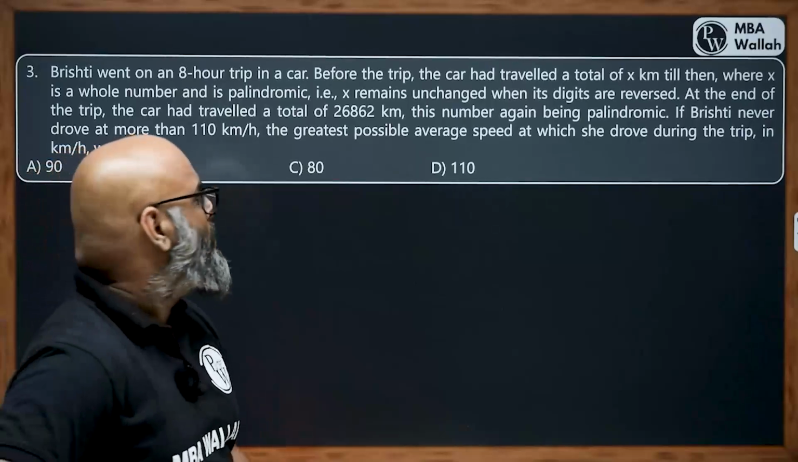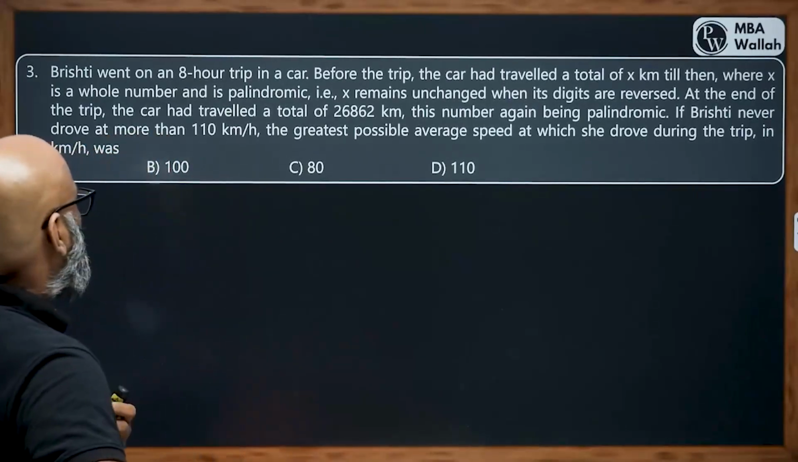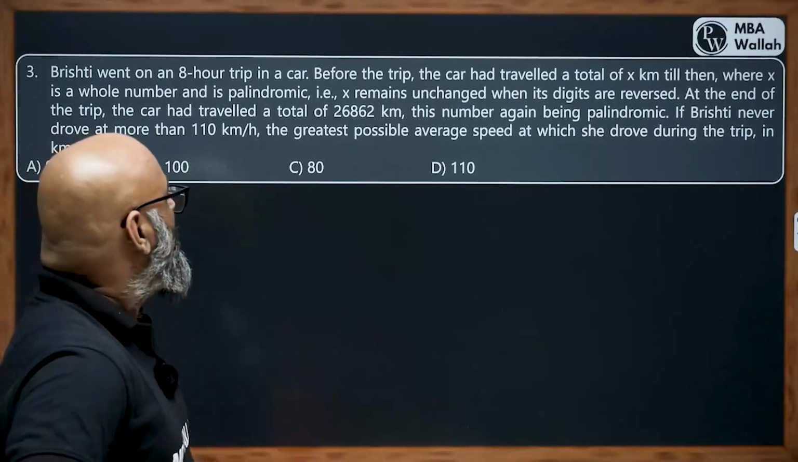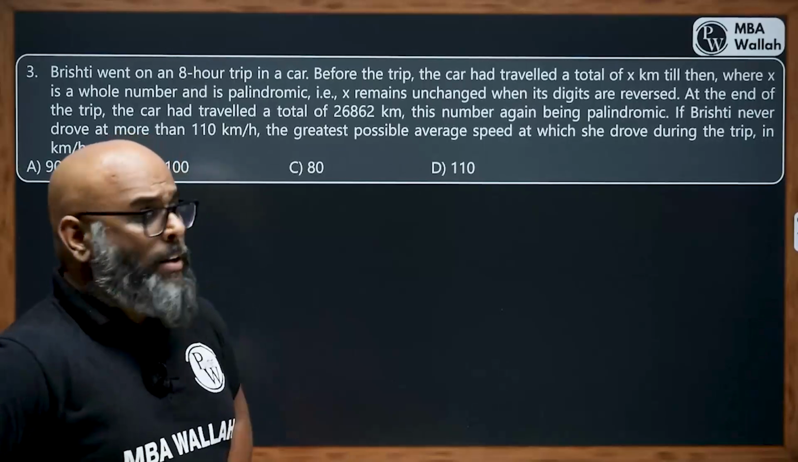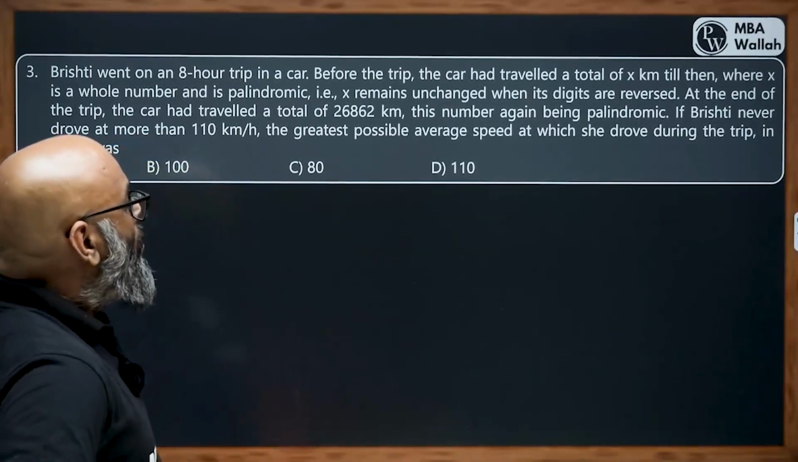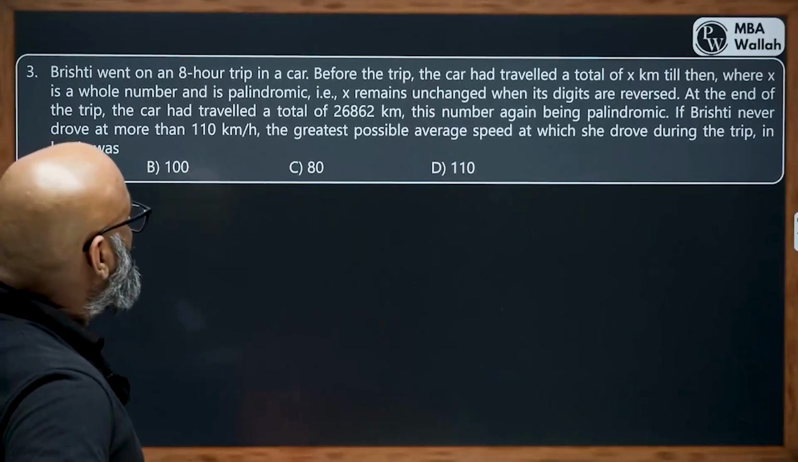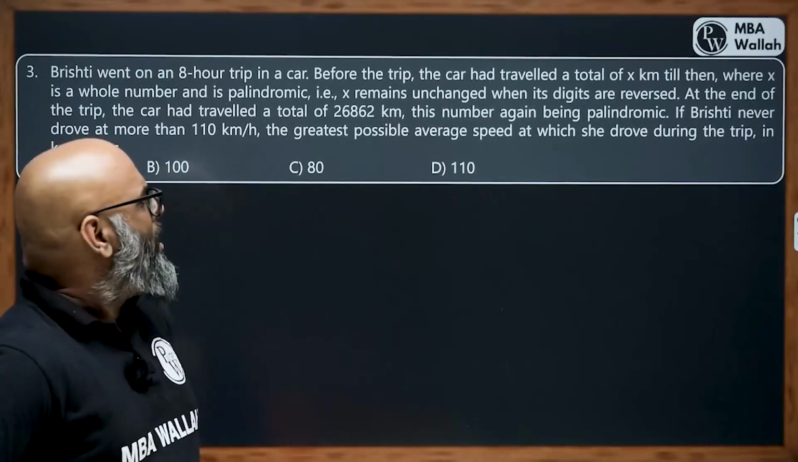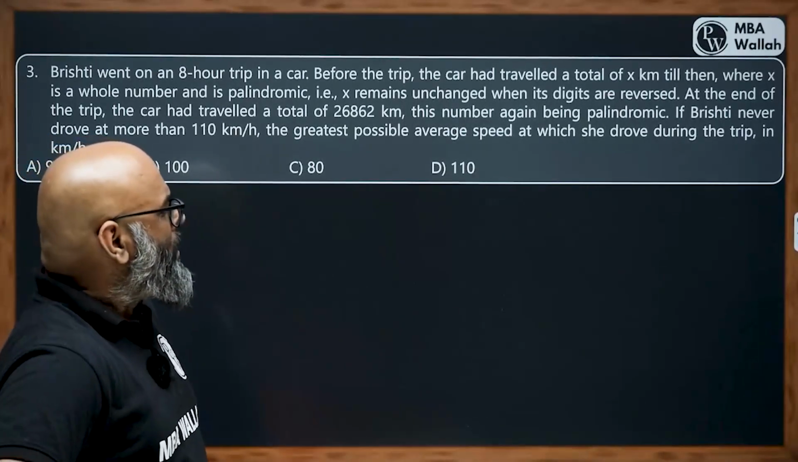And then we'll solve. So the question says, Brishti went on an 8-hour trip in a car. Before the trip, the car had traveled a total of X kilometers till then, where X is a whole number and is palindromic. So what's a palindrome? X remains unchanged when the digits are reversed.